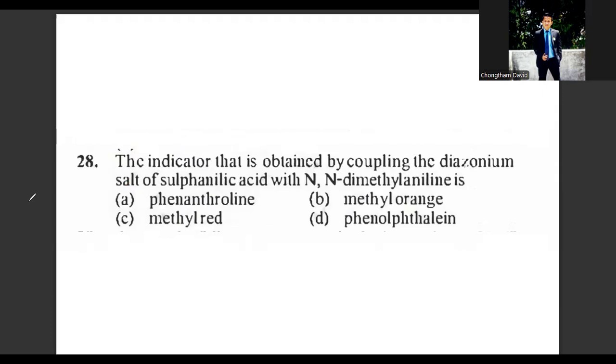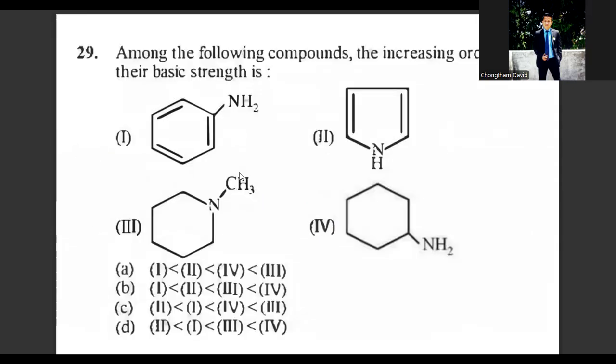It says, the indicator that is obtained by coupling the diazonium salt of sulfanilic acid with N,N-dimethylaniline is? It is your methyl orange. Very simple question. Question number 29. Among the following compounds, the increasing order of their basic strength is? So how to answer this question? It is based on your resonating structures. The one which shows plus R effect, that will be your answer. Plus R effect means it donates electrons, okay? And it is going to destabilize this.